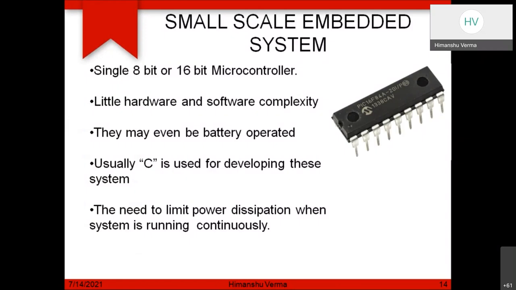Sometimes assembly language is also used for coding such types of embedded systems. And if we talk about IDEs, we can use NetBeans, Eclipse, and others. So we can code by using these IDE environments, and we can embed that code inside the microcontroller. If we talk about complexity, these are the lowest level in terms of complexity.